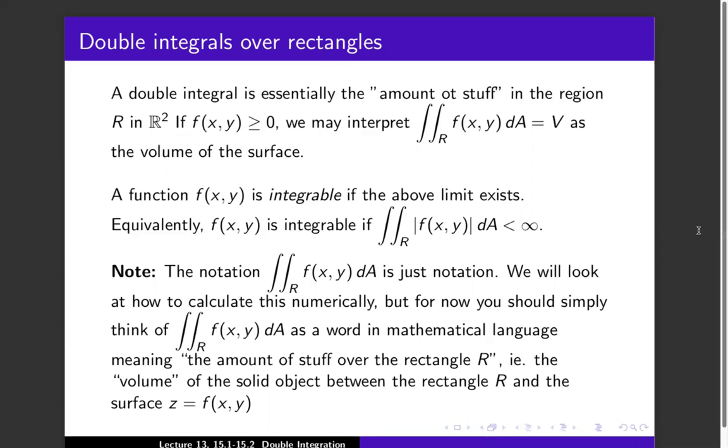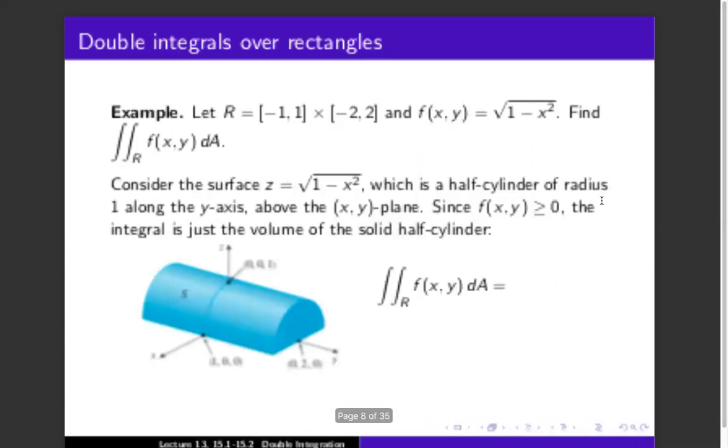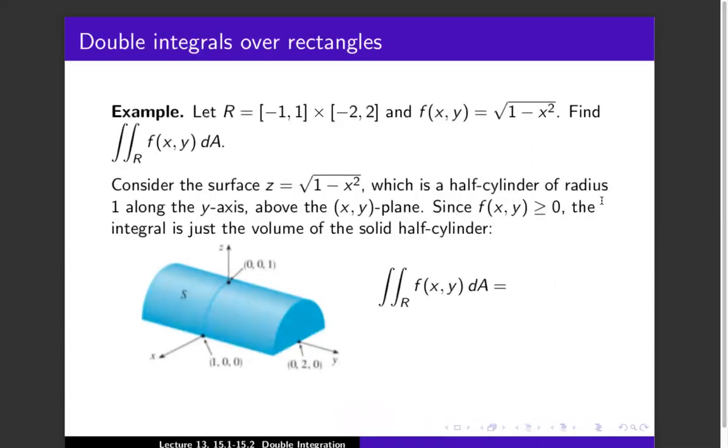And we'll look at how to actually explicitly calculate that in a little bit. But before we do, just to get used to thinking about what this thing is all about, here's a concrete example. Let's say that R, our rectangle, is the rectangle from -1 to 1 in the x direction, times -2 to 2 in the y direction. And f(x,y) is the function root 1 minus x squared. So what's the double integral?